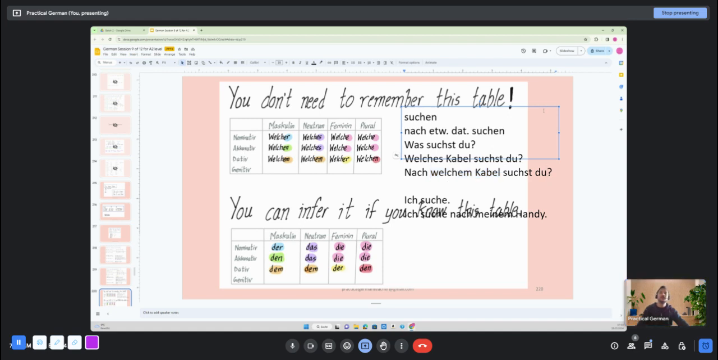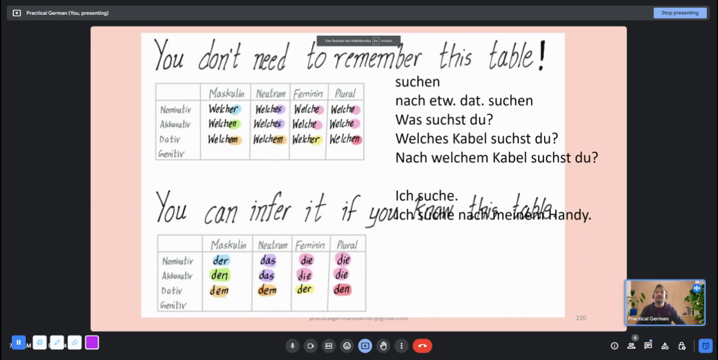Okay, I'm a bit confused here, maybe because I joined late. Why Welchen Kabel, because of nach? Can you go to one previous example? This Welches Kabel suchst du, like this one. So Kabel is Neutrum, I hope it is das Kabel. So it is accusative, so Welches, right? And here nach welchem Kabel, because after nach it is dative. So Neutrum, dative, it is Welchem.